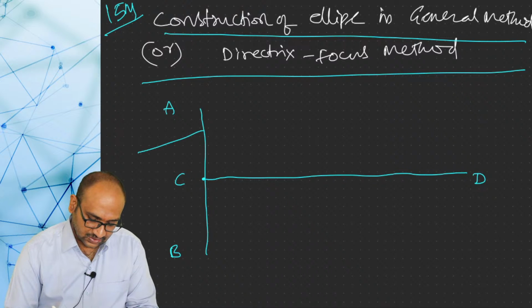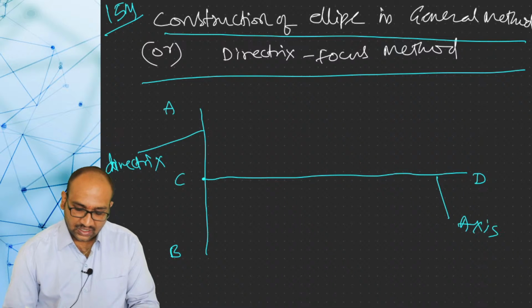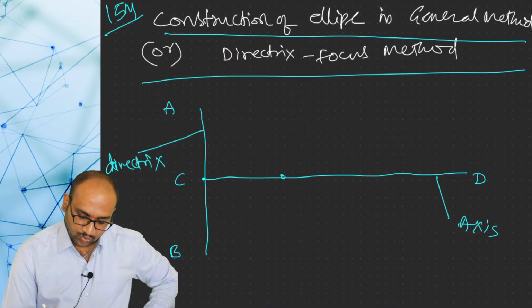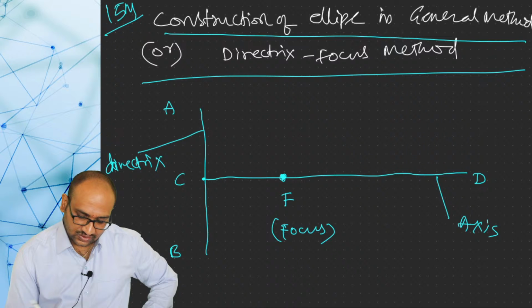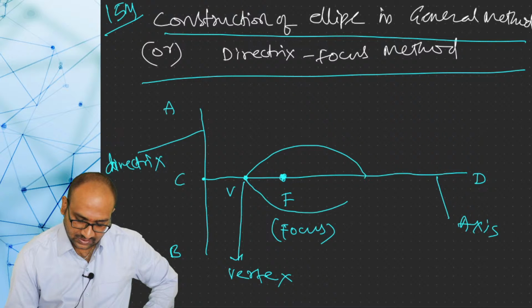So this is directrix and this is axis, and then this point you represent as F. This F means it is focus, and V means vertex. So your ellipse will come like this in general method.